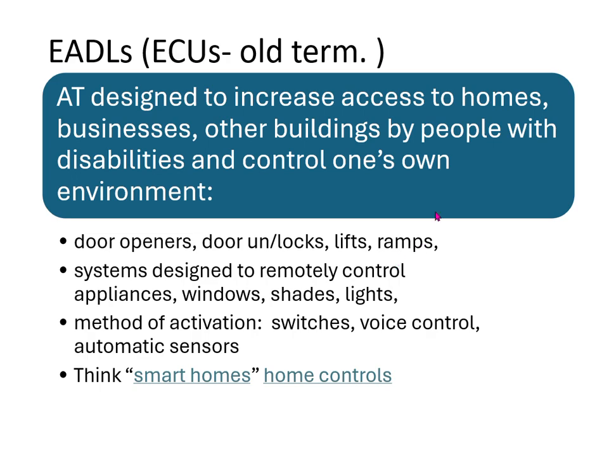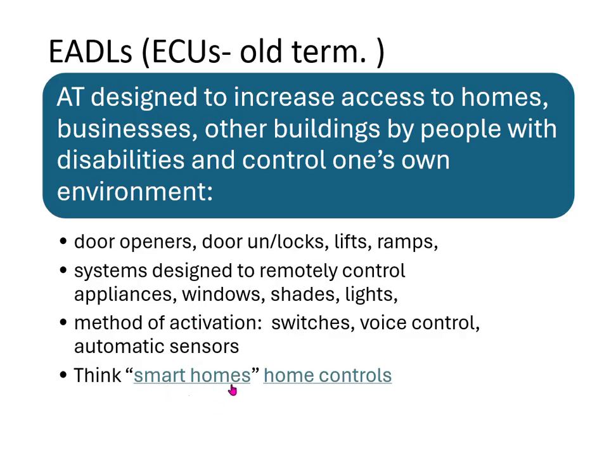Now, as far as EADLs also, those are systems designed to remotely control appliances, window shades, lights, thermostat, controlling the TV, controlling the radio, controlling access to the house, opening the door or closing the doors, turning on the microwave, oven, stove, etc. So that any appliances around the house could be wired or programmed. Again, it depends on those different devices.